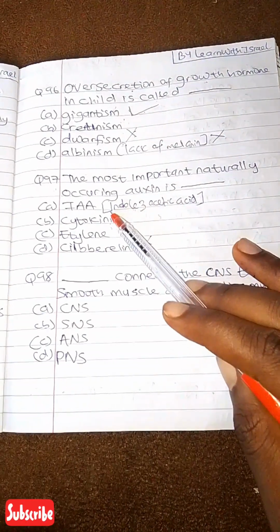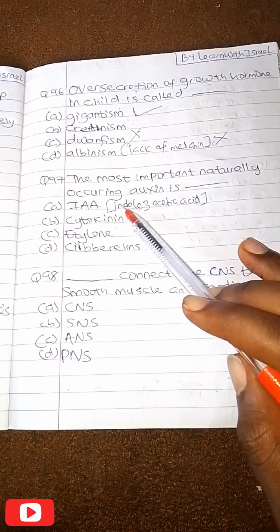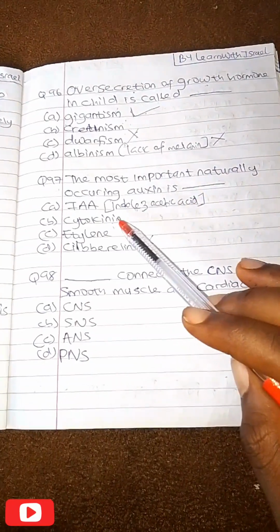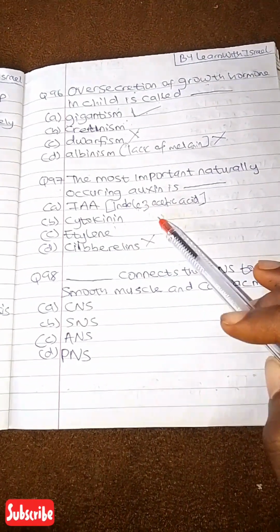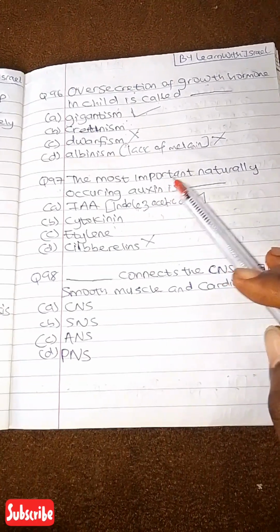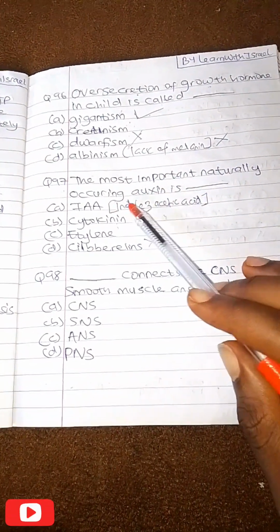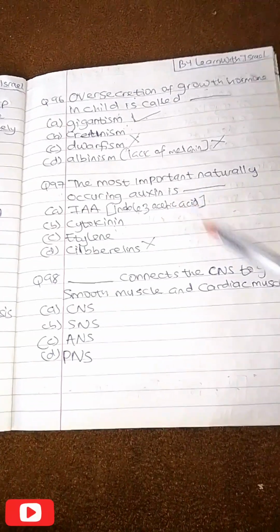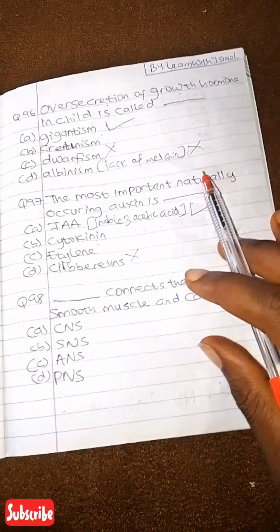So all these are plant hormones. All of these options, including indole 3 acetic acid, cytokinin, ethylene and gibberellin, are plant hormones, but the most important naturally occurring auxin is IAA, which is indole 3 acetic acid. So option A is the correct answer.